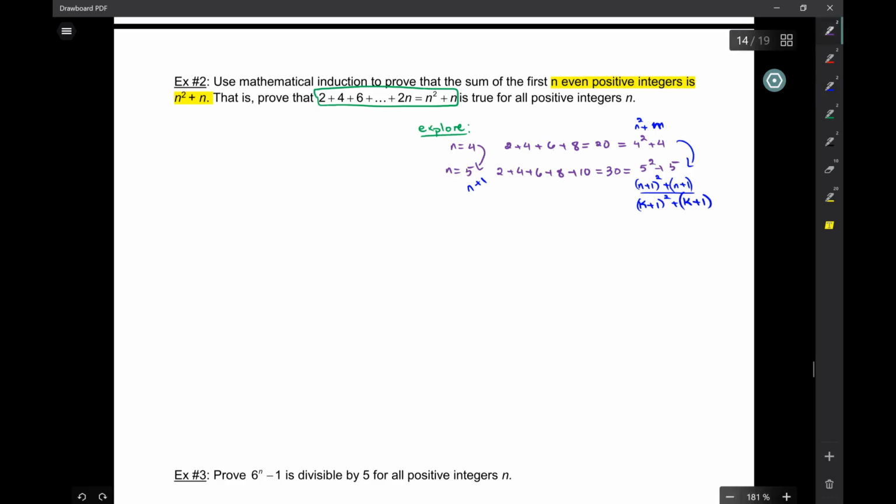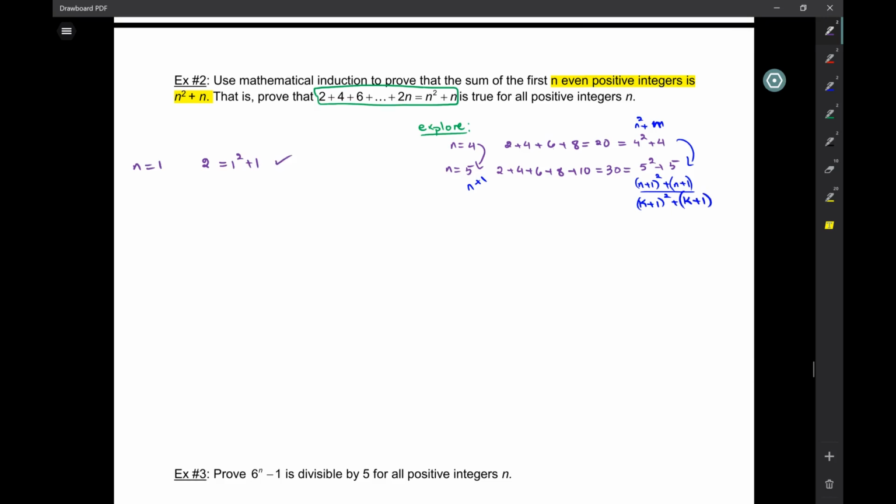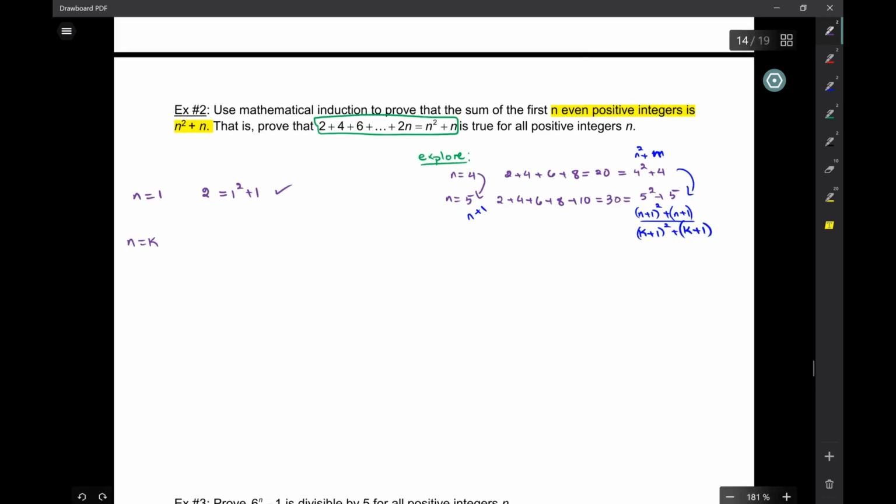Okay, now to do this. The first one, that's like a Mickey Mouse step, right? n equals 1. You just say 2. Is that the same as 1 squared plus 1? Yes, it is. Okay? It's always going to work. Then you say the n equals k step. And here, there is no thinking involved in that second step. All you do is take the green, but change all the n's to k's. So this is the no thinking involved.